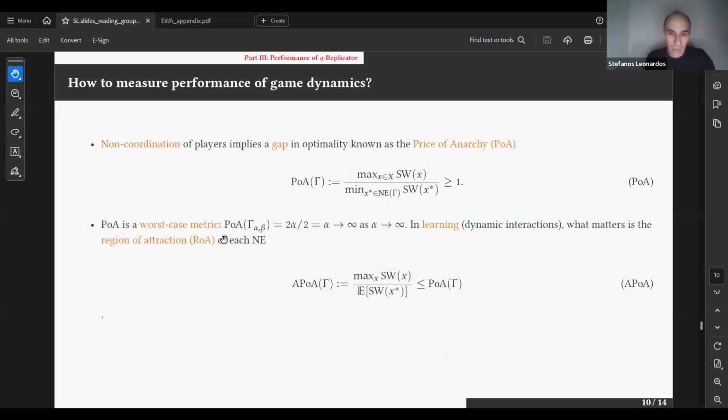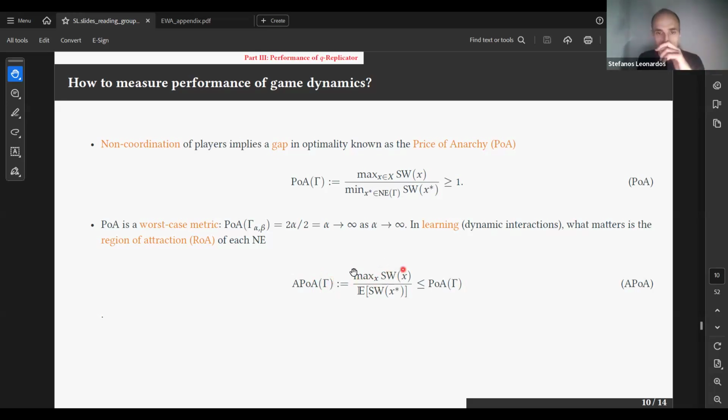How likely is it that, when we start the dynamics at some point in the simplex, we will end up in the good equilibrium versus the bad equilibrium or versus somewhere else? Now, there are a lot of assumptions that I make here, and I will discuss them. So for that purpose, we want to define the average price of anarchy.